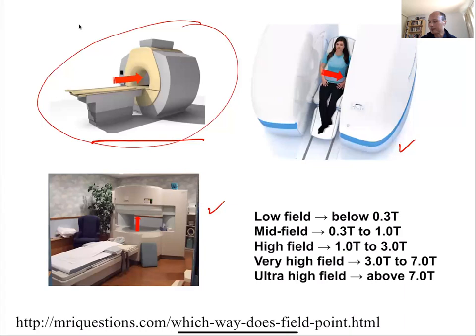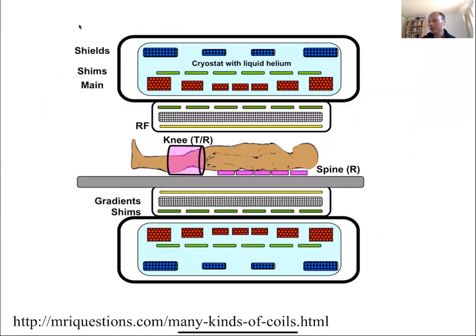Okay, so as we've talked about, there are lots of different kinds of coils. We've gone over this main coil here, which is the B naught field. The next thing we want to talk about is the RF coils. There's an RF coil here, this is also an RF coil, and these are also RF coils. These are basically used to transmit energy into the sample and receive it back from the sample.